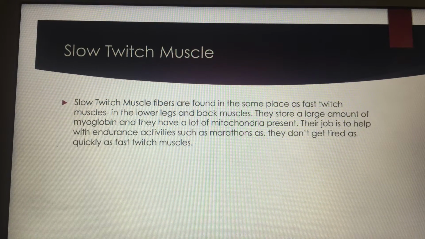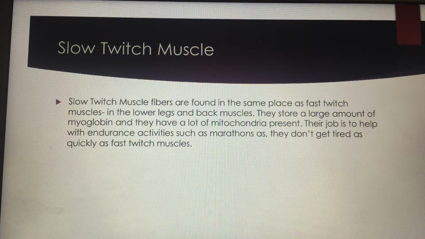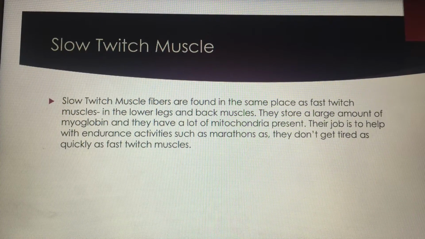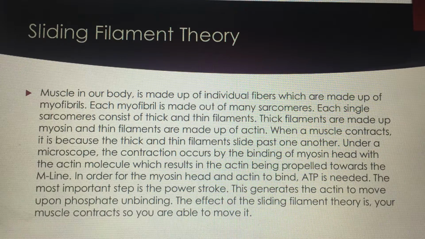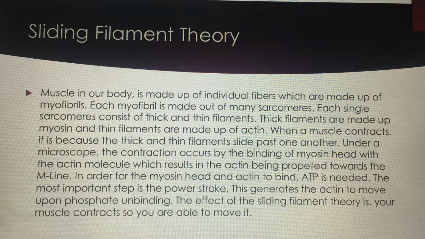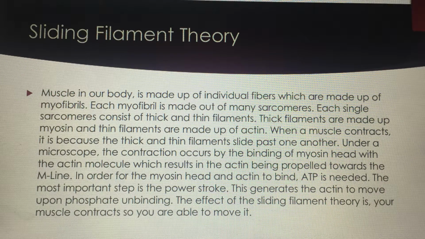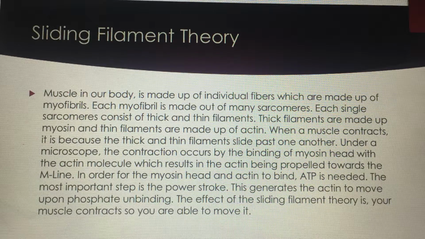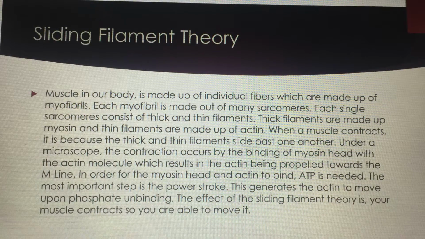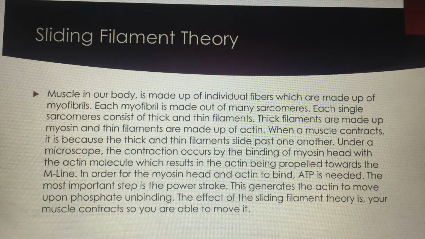Slow twitch muscles are found in the same place. They store a large amount of myoglobin and they have a lot of mitochondria. Their job is to help with endurance activities. Muscles in our body are made up of individual fibres which are made up of myofibrils. Each myofibril is made out of many sarcomeres. Each sarcomere consists of thick and thin filaments.